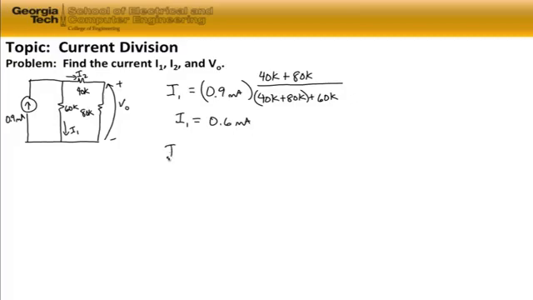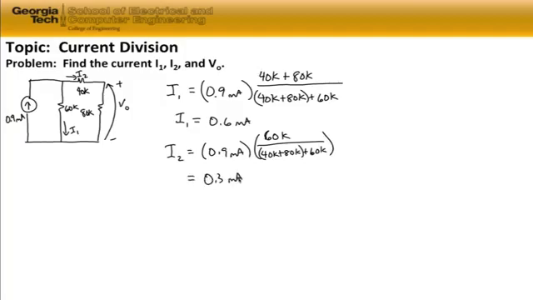Similarly, if we look at I2, I2 is going to be equal to the current source, which is 0.9 milliamps, times the resistance associated with the opposite leg, which is the 60 kilo ohm resistor, again divided by the sum of the 40K plus 80K and the 60K resistor. And if we solve for that, we end up with 0.3 milliamps.